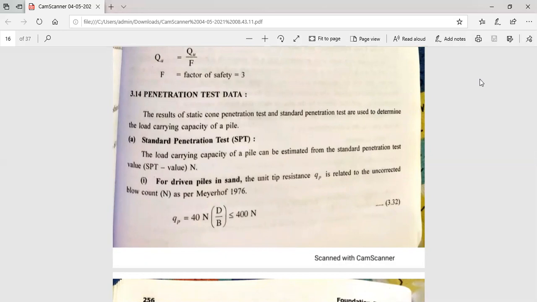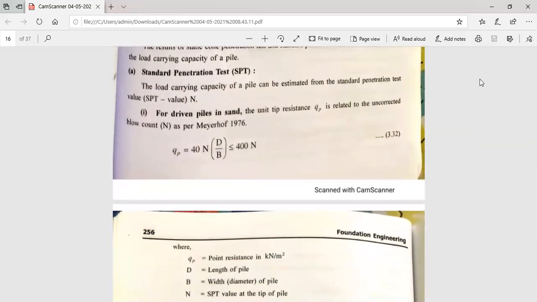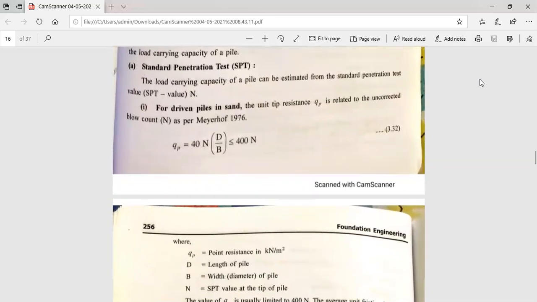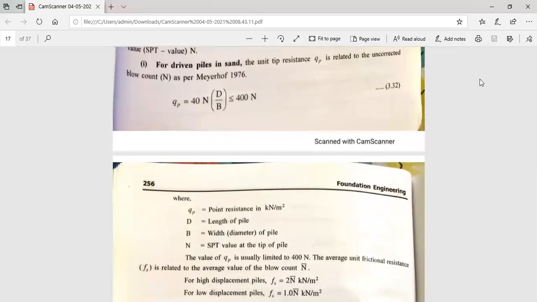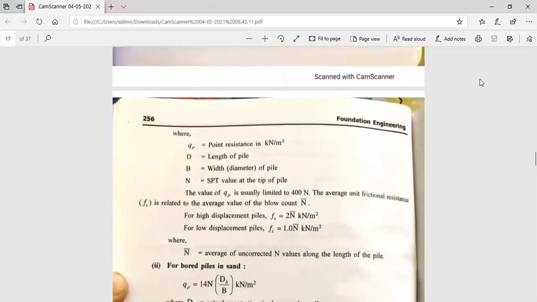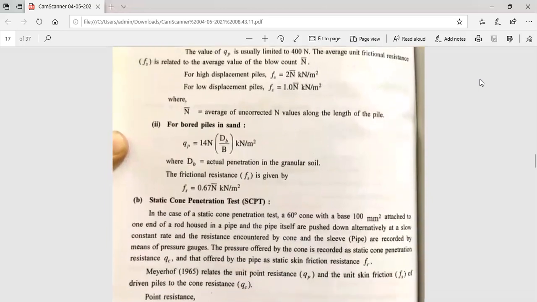So in the standard penetration test, SPT, the load carrying capacity of a pile can be estimated from the SPT value, which is N. For driven piles in sand, QP is related to the uncorrected blow count N as per Meyerhof in 1976. So the QP equation is 40 N into D by B, which is less than or equal to 400 N, where QP is equal to point resistance, D is equal to length of pile, B is equal to width of pile, and N is equal to the SPT value at the tip of the pile, right? So N bar is equal to the average uncorrected N values along the length of the pile.